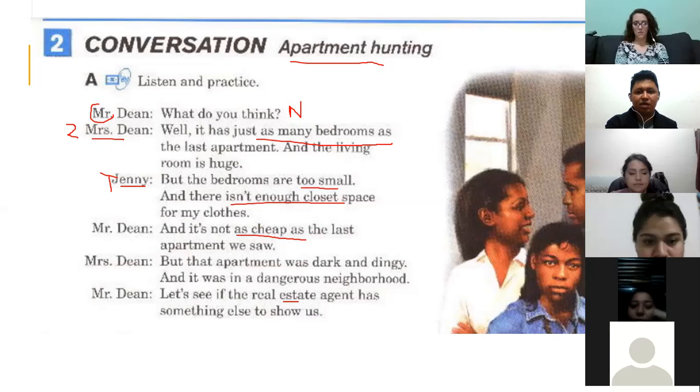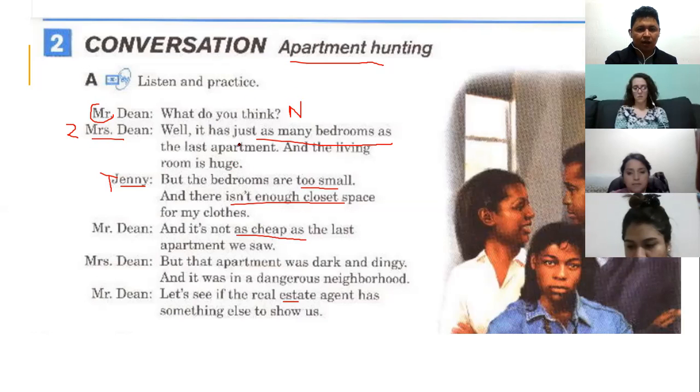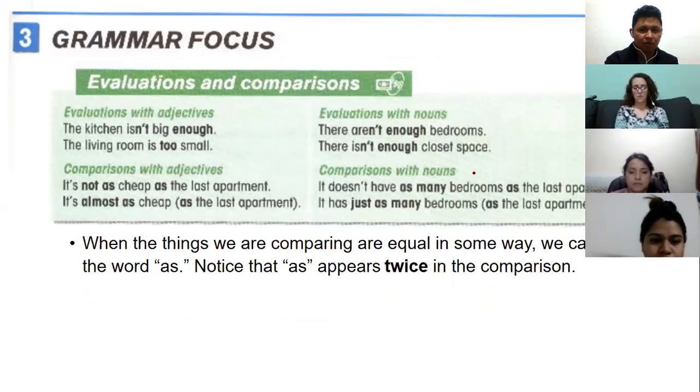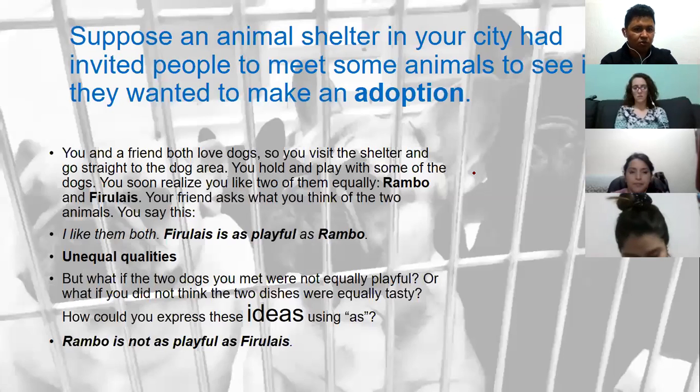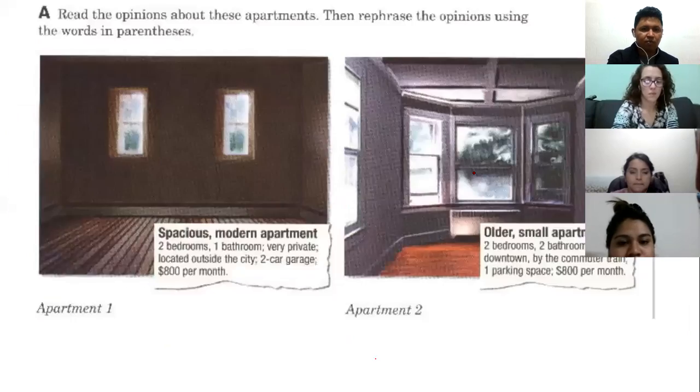But since we don't really have time right now, tomorrow we're going to start with this conversation, and then you're going to continue with this grammar. I'm going to explain how to use enough, how to use as and as with adjectives and adverbs, and how to use also many and much in a statement order. You're going to see these examples like football and soccer, and these examples of two dogs, Rambo and Firulais, tomorrow. You're going to be studying the difference between these two dogs, and that's the idea. There will be these images and everything that I will explain tomorrow.